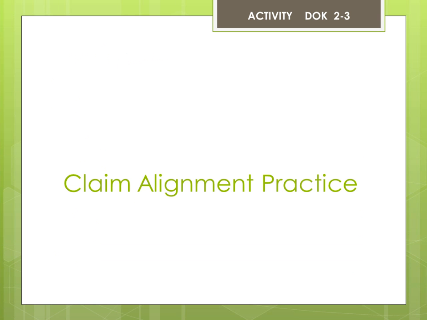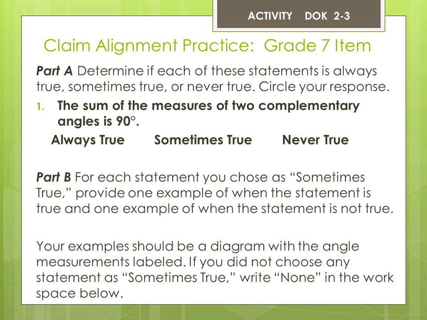So we're going to do a little bit of claim alignment practice, and you should have downloaded off of our website the activity sheet that went with this, and it was a progressive activity. The very first item in that progressive activity is a grade 7 item. There are 2 parts to it, and there are several statements in part A. A student would read through these statements and answer, is it always true, sometimes true, or never true? I only have one of the statements up here, but there are 4 or 5 on your sheet. In part B, the student would then be asked, for those statements that you chose sometimes true, now you need to go back and give some examples of why this is so.